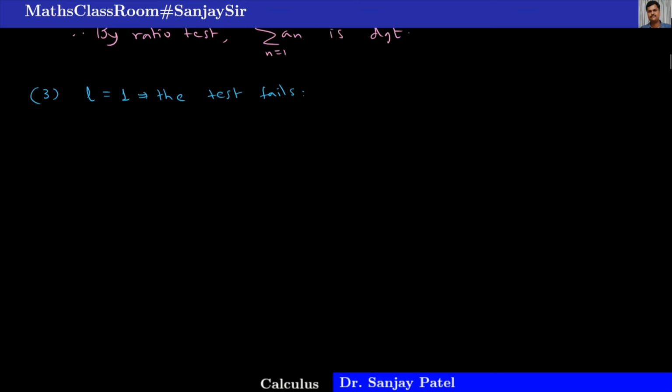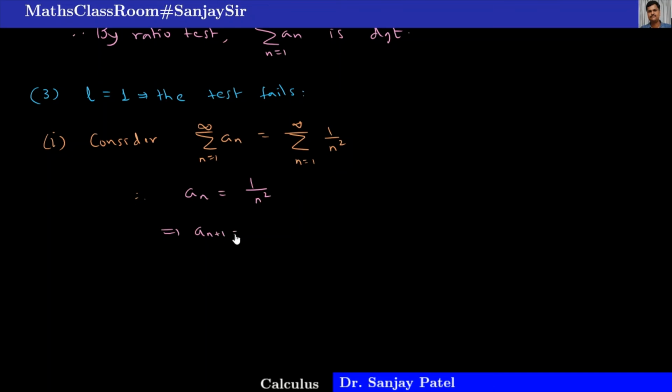So let us consider two different examples. The first example here is: consider the series sigma n equal to 1 to infinity of 1 upon n square. So what is a_n? a_n is 1 upon n square. So what is a_{n+1}? a_{n+1} is 1 upon (n plus 1) square.